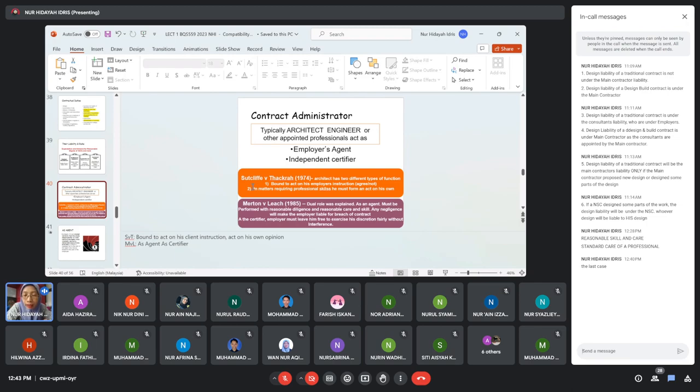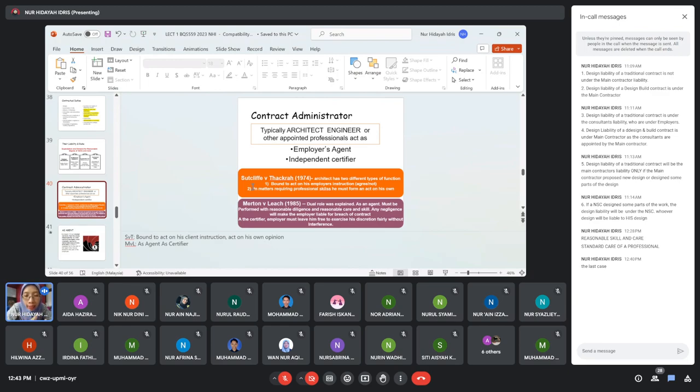Architect tadi I mention dalam interim certificate, dia sign ke tak? Dia sign ke tak bersama-sama dengan QS? Sign. Okay, dia sign interim certificate. Okay, so QS pun sign. So both of them discuss on the percentage of the interim certificate agreed, okay, upon payment to the contractor.